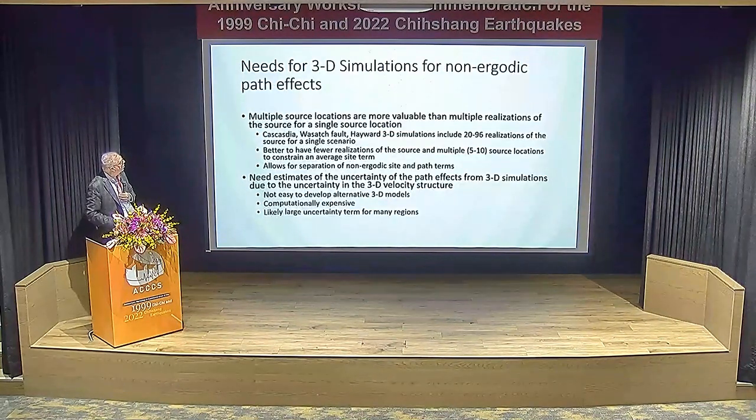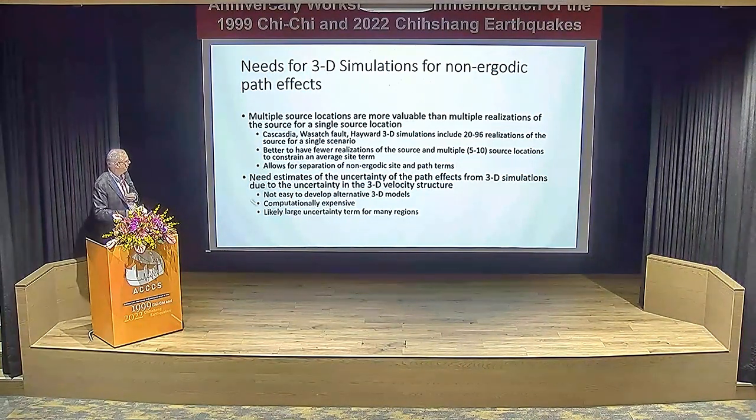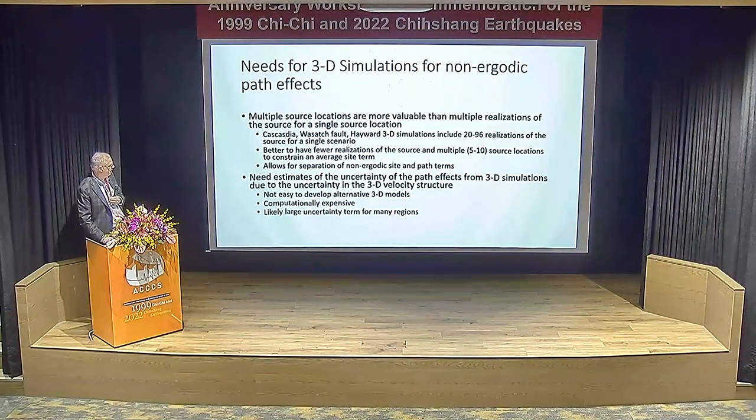If we go to 3D simulations, for me, multiple source locations are more valuable than multiple realizations at the same location. Previous examples have run 20 to nearly 100 realizations for one source. I would rather have them done for 10 sources and fewer realizations on each one. Then we can start to separate path and site effects. Then there's this whole problem that we need the uncertainty due to the velocity structure. And that's just not available right now. And I think it's probably a really big term that we need to pay attention to.